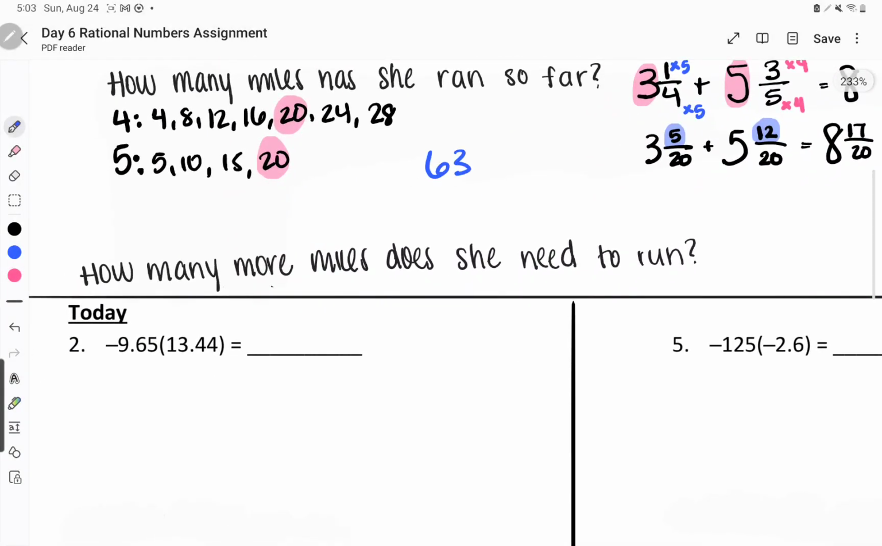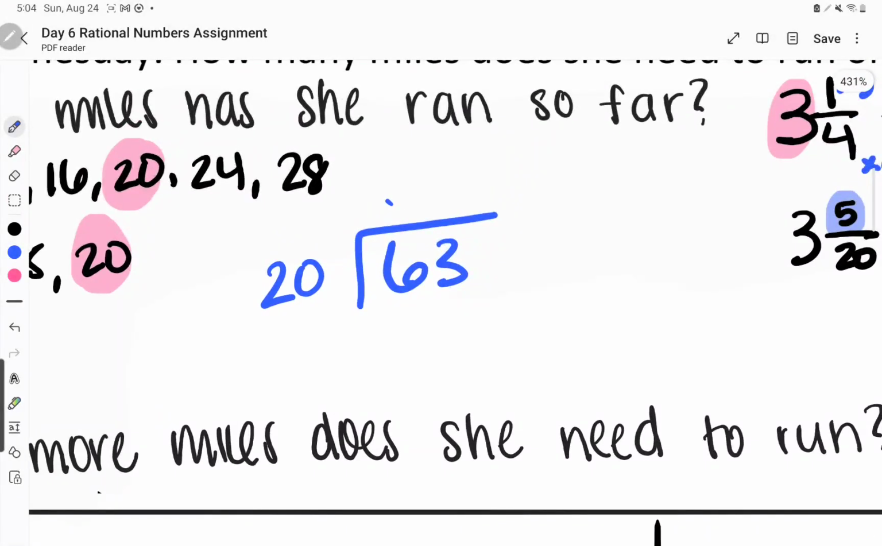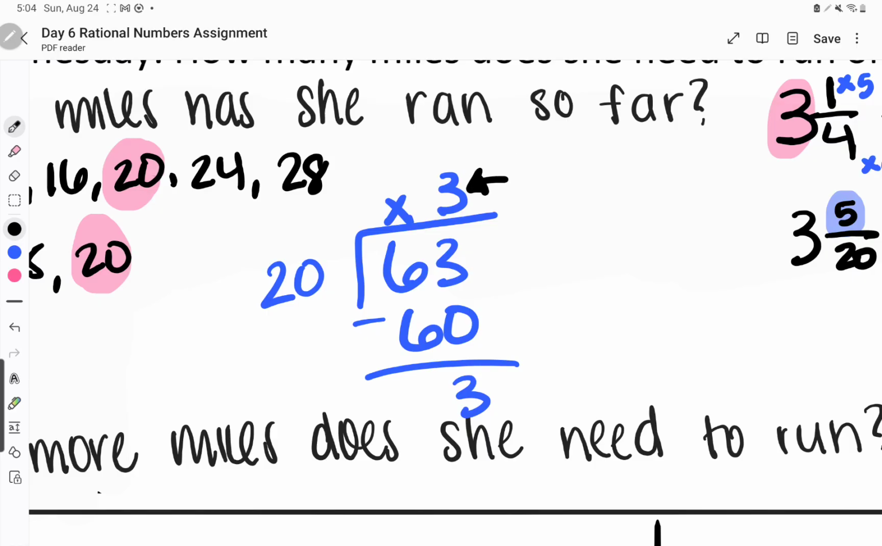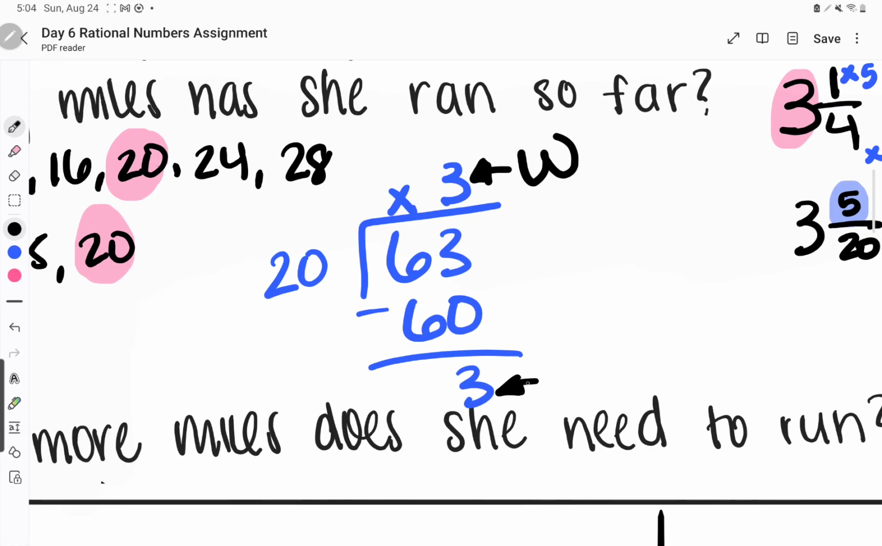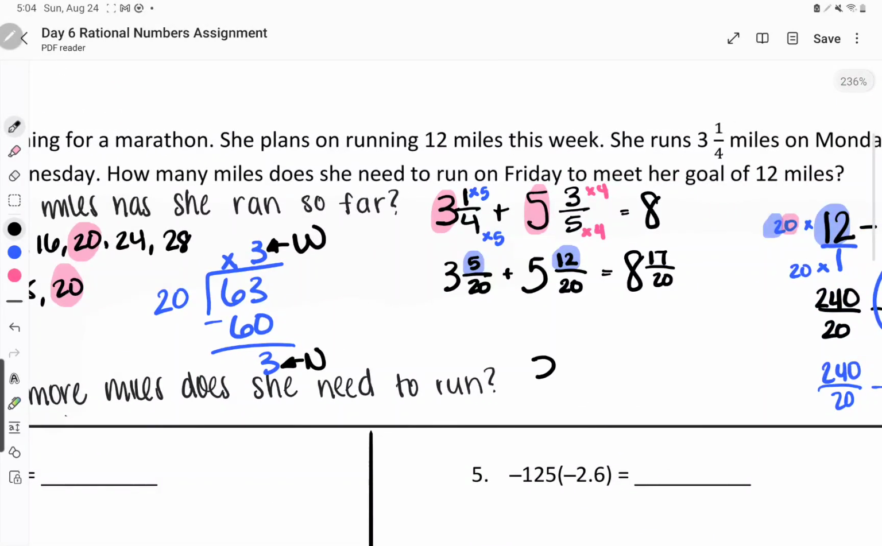So I'll do 63 divided by 20. 2 goes into 6 3 times, so 20 goes into 63 3 times. 3 times 20 gives me 60. Subtracting that gives me 3. My 3 on the top is a whole number or a numerator? A whole number, and my 3 on the bottom is the numerator. So I would have 3 from my whole number, 3 as my numerator, and 20 as my denominator.